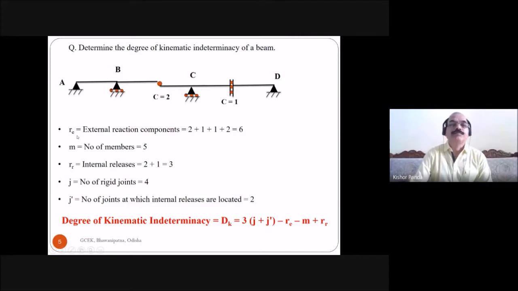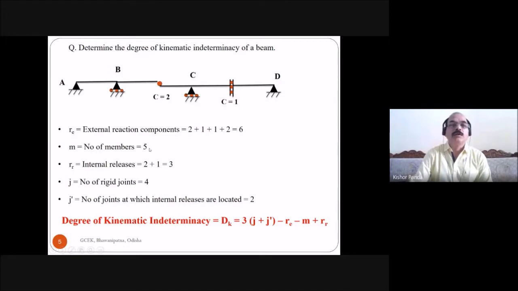Here you see, first you find out the external reaction components. Because this is a hinge support, there are two reaction components here, and here this is a roller support, one reaction component, and here this is also a roller, one reaction component. This is a hinge support, two reaction components. So total how many external reaction components? 2 plus 1 is 3, plus 1 is 4, plus 2 is 6 reaction components.